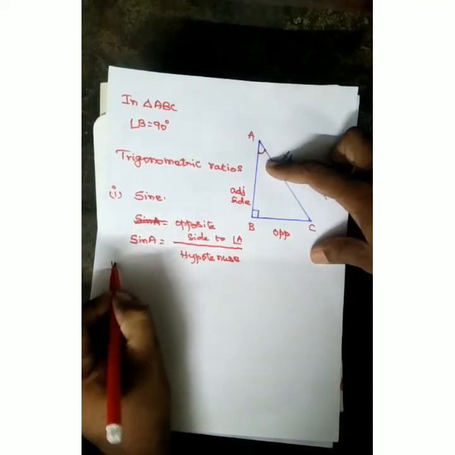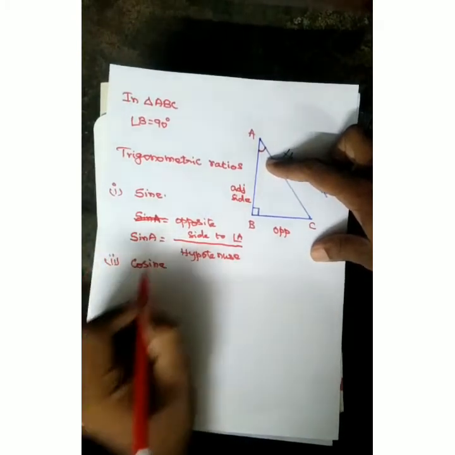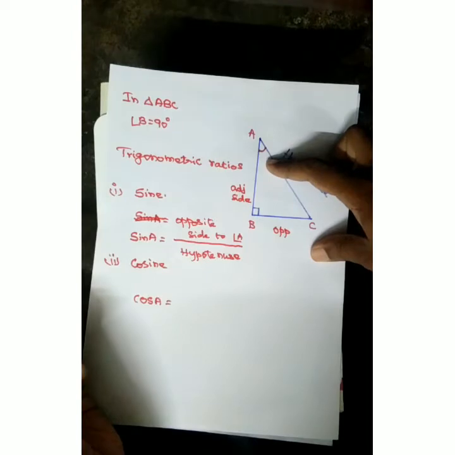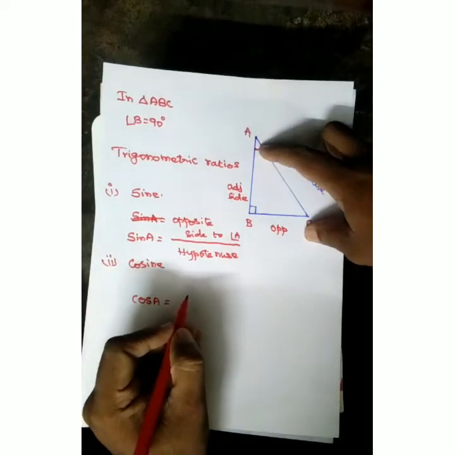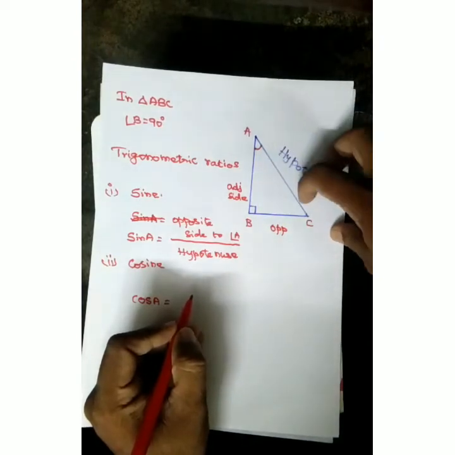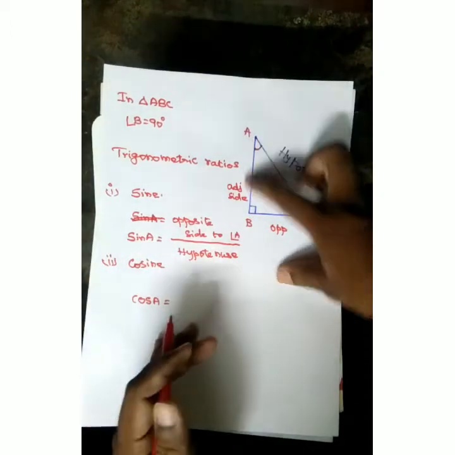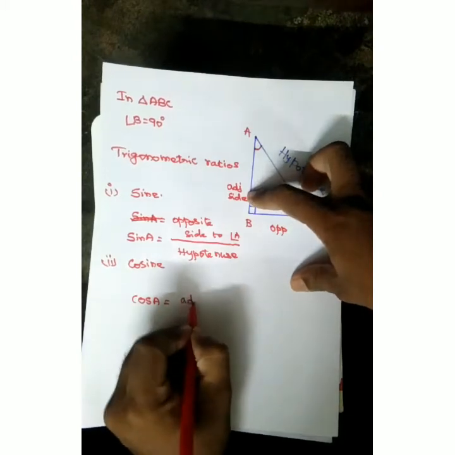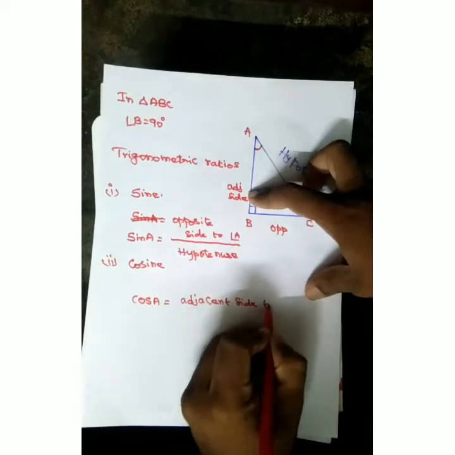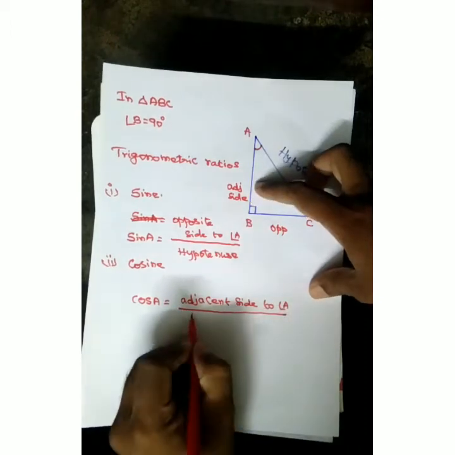Next one is cosine. In shortcut we write it as cos, C-O-S, and read it as cos A. For angle A, the side opposite the 90 degrees is the hypotenuse, the side opposite the angle is the opposite side, and the other side is the adjacent side. Adjacent means the attached side. Cos A is the adjacent side to angle A by hypotenuse.